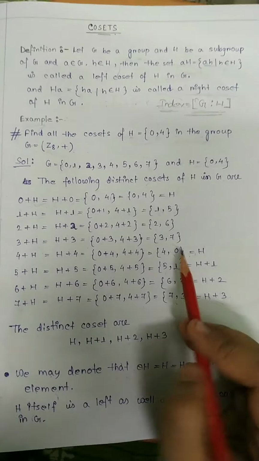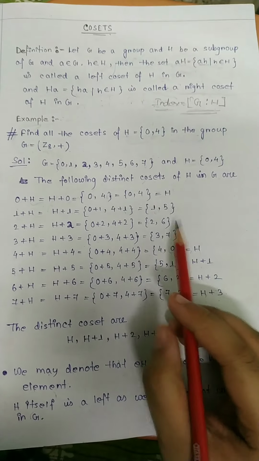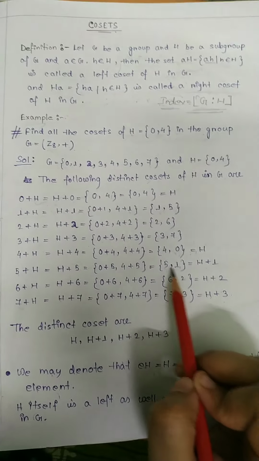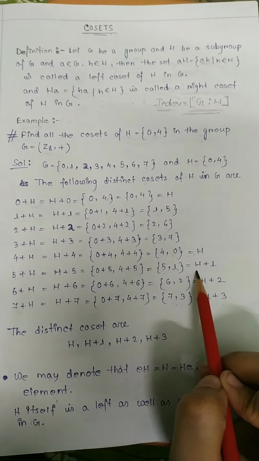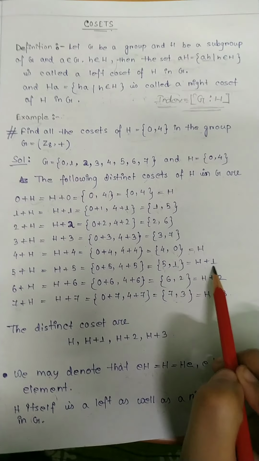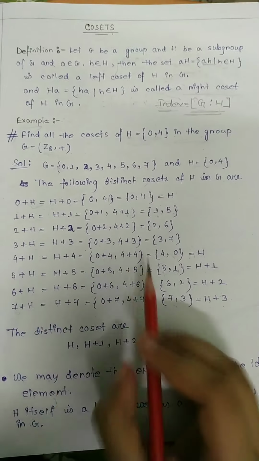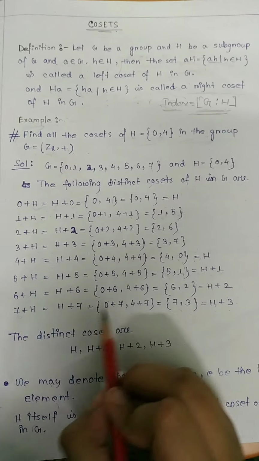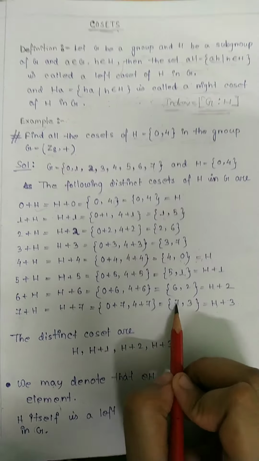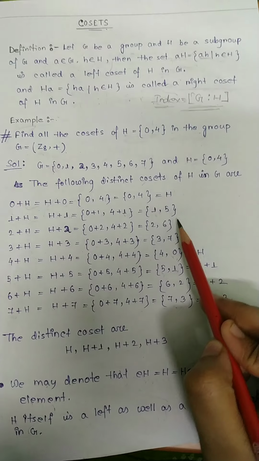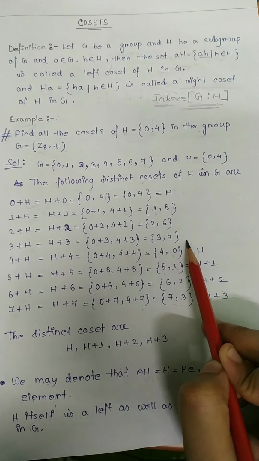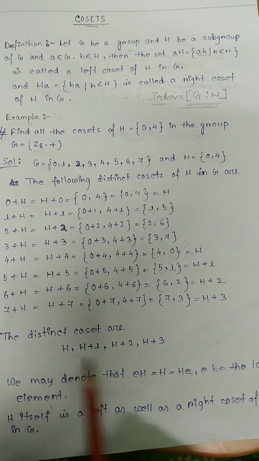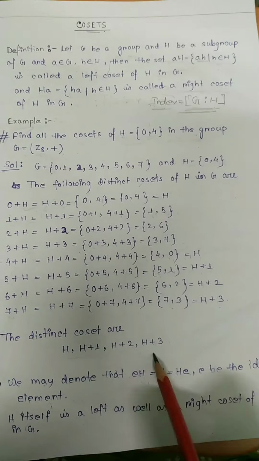5 + H = {5, 1}. As {1, 5} and {5, 1} are the same set, we can write it as H + 1. So 6 + H = {6, 2} = H + 2. 7 + H = {7, 3} = H + 3. So the distinct cosets are H, H + 1, H + 2, H + 3. Therefore, these are the distinct cosets.